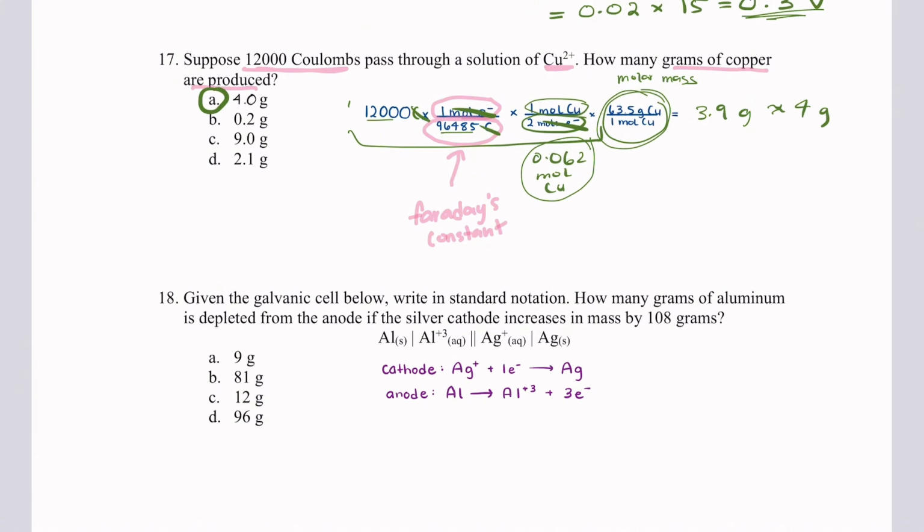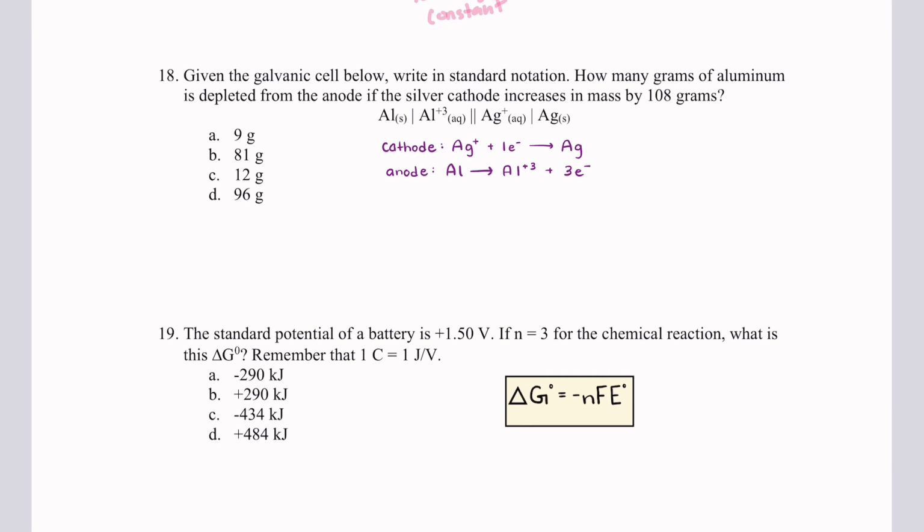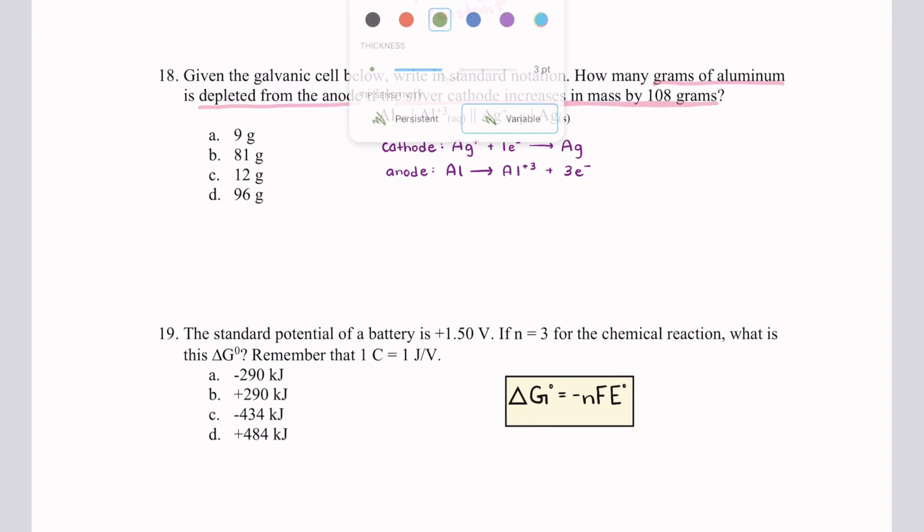Problem 18 says, given the galvanic cell written in standard notation, how many grams of aluminum are depleted from the anode if the silver cathode increases in mass by 108 grams? So we're going to begin by reading the shorthand that's provided to us.